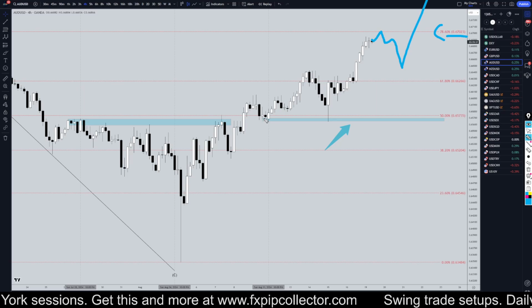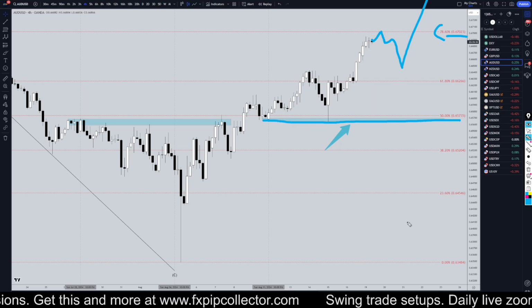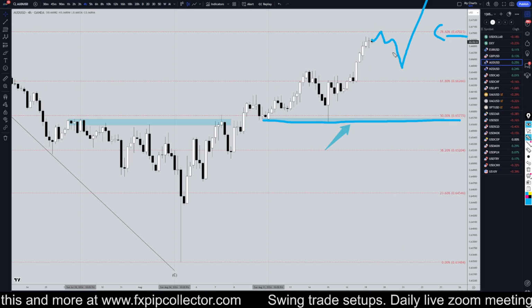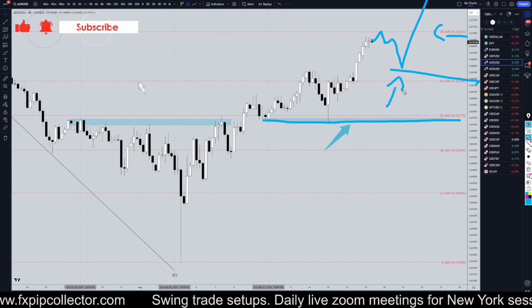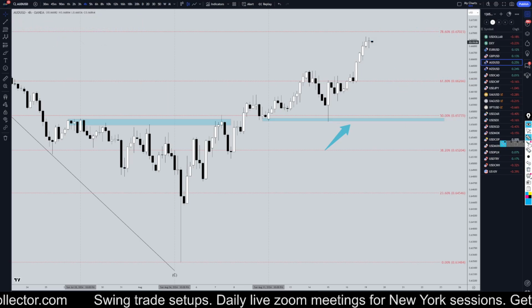The only thing that's going to turn me into a seller right now is if price goes out and breaks that low right there. As long as it makes a pullback and doesn't break this low and makes another higher low, I will definitely continue to look for longs at the end of all pullbacks I see.